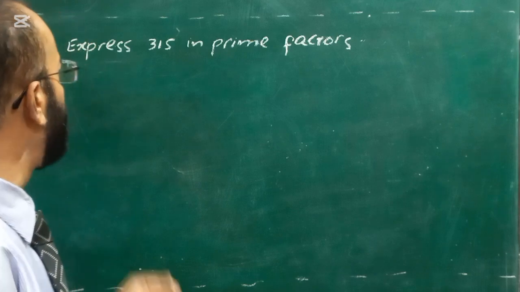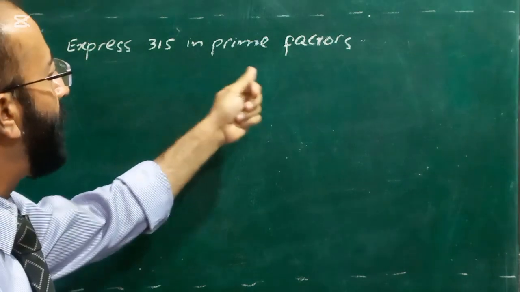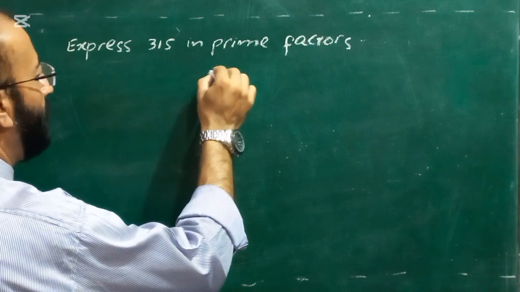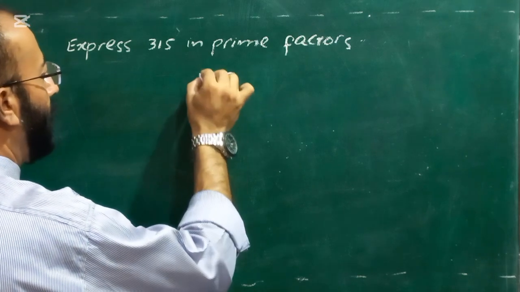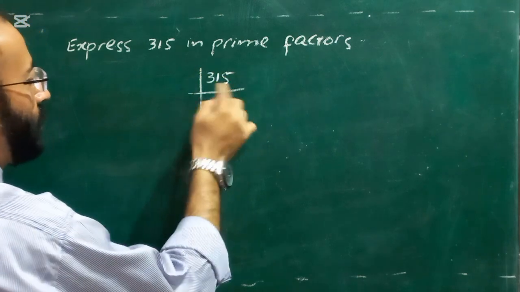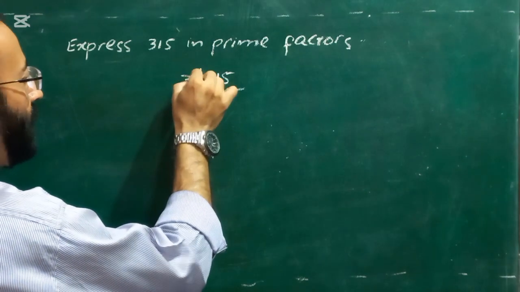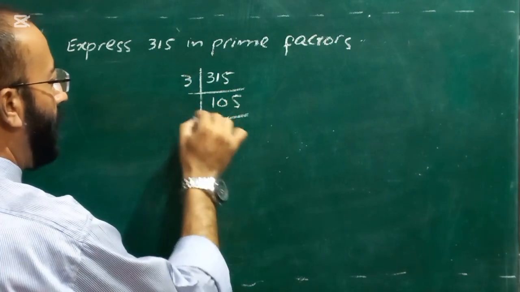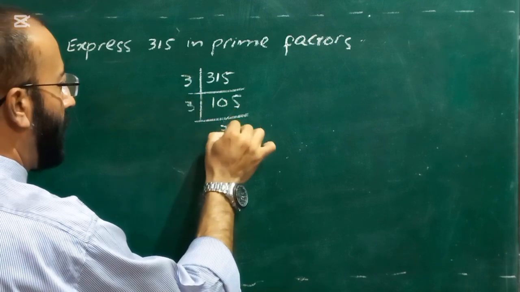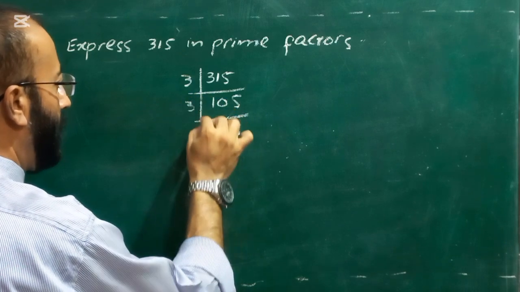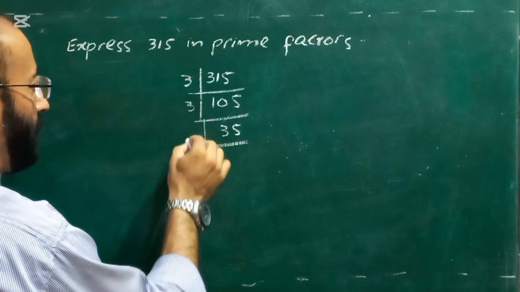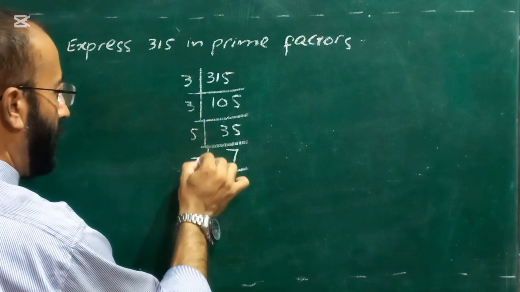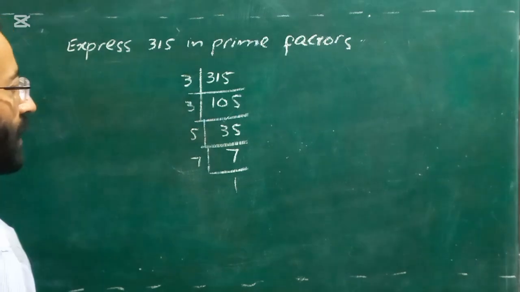The next question is, express 315 in prime factors. So the method to express the number in prime factors is like this. This number is coming in 3's table. So 3 1's are 3 and 3 5's are 15. Again in 3's table. So 3 3's are 9 and 3 5's are 15. Then in 5's table, 5 7's are 35. And finally in 7's table, 7 1's are 7.